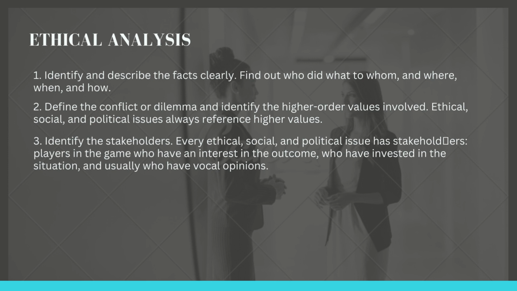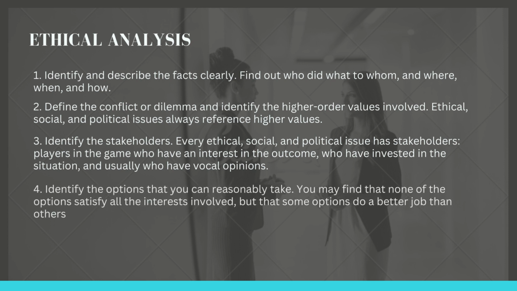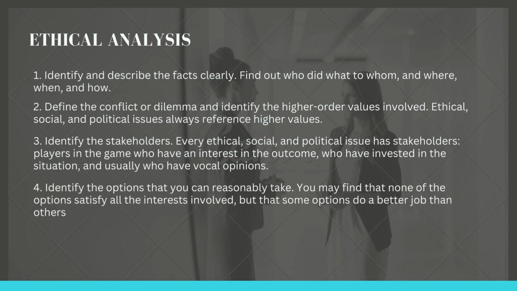Every ethical, social, and political issue has stakeholders. These are players in the game who have interest in the outcome, who have invested in the situation, and usually who have vocal opinions. So we need to find out the identity of these groups and what they want. This will be helpful later when designing a solution. Fourth, identify the options that you can reasonably take. You may find that none of the options satisfy all the interests involved, but that some options do a better job than the others.